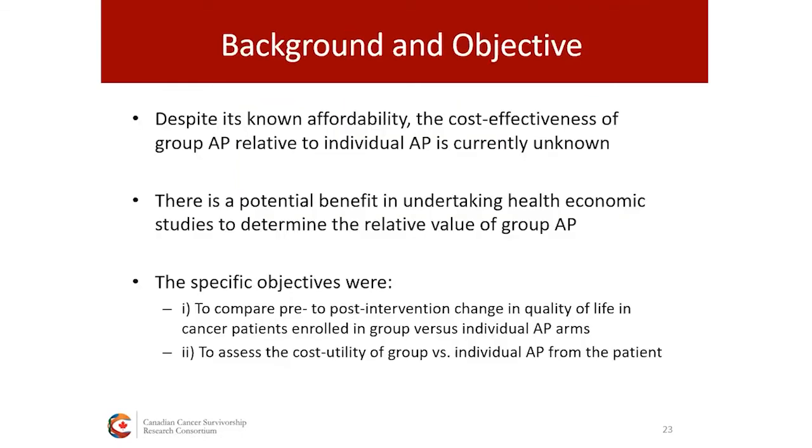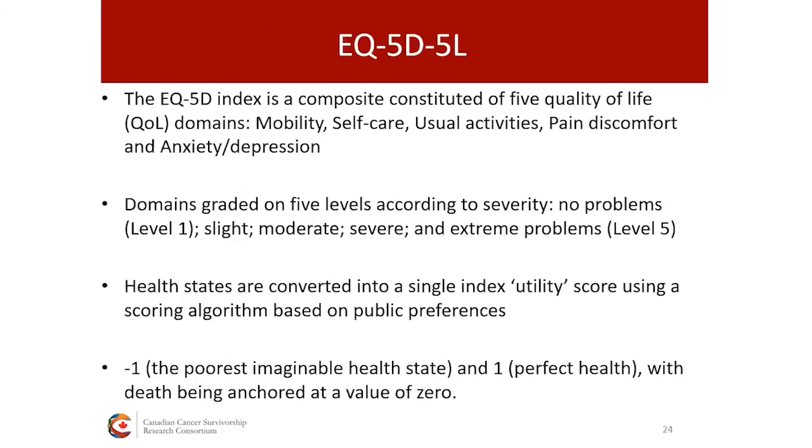So to determine that, we looked at the quality adjusted life years. The objectives were to compare the pre and post intervention change in quality of life in cancer patients enrolled in either the group arm or the individual arm, and then to assess the cost utility of group versus individual acupuncture from the patient perspective.